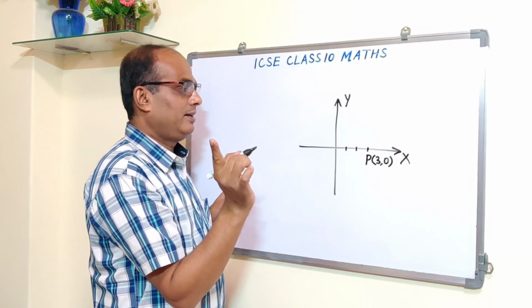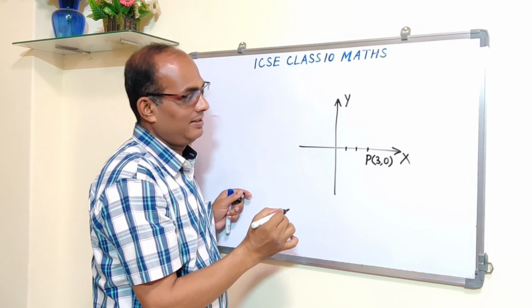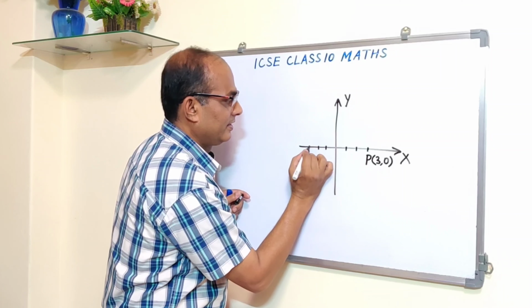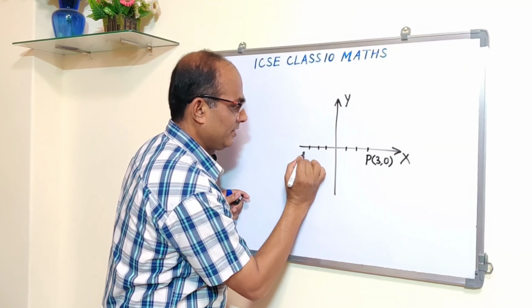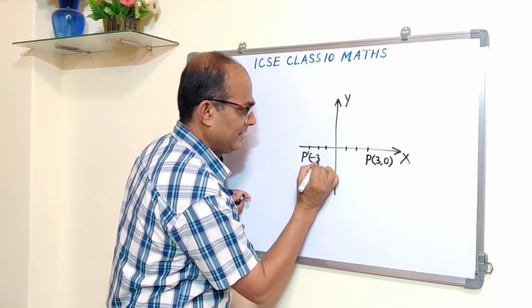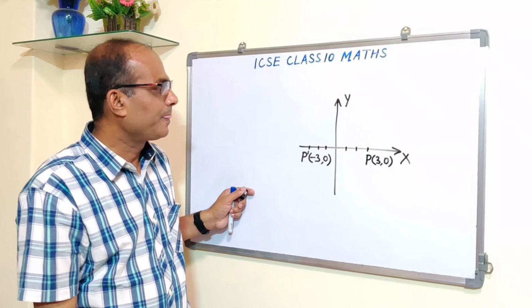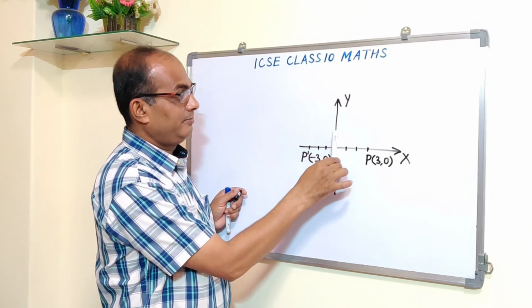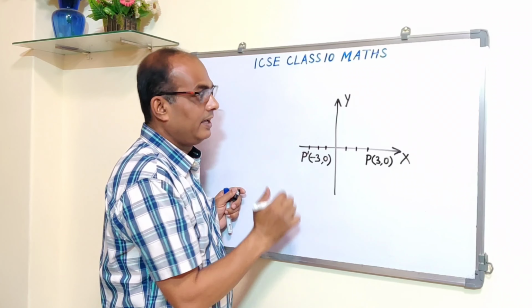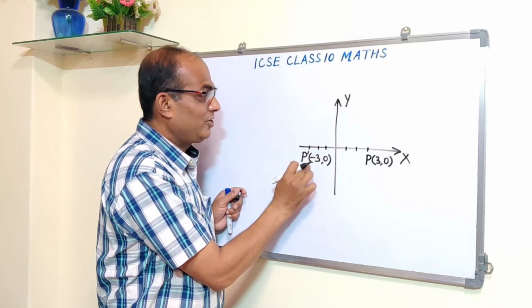First, let us find out the reflection of the point P in the y-axis. That means the mirror is here, so its reflection will be somewhere here. If I call this P dash, then P dash will be how much? Minus 3 and 0. Here there is a mirror, and this distance is equal to this distance. So the reflection of the point P(3, 0) in the y-axis is P dash (-3, 0).